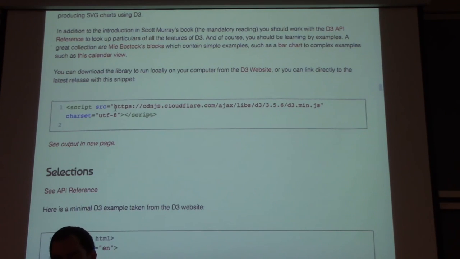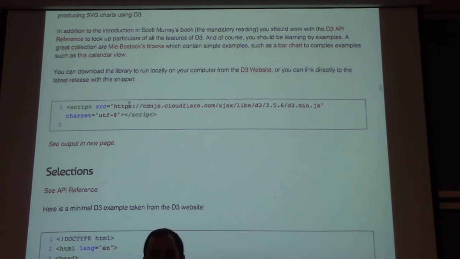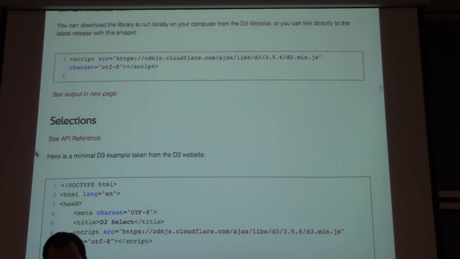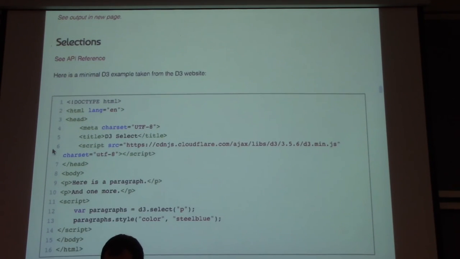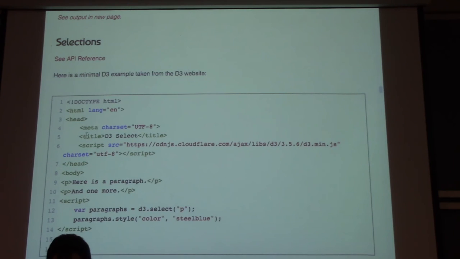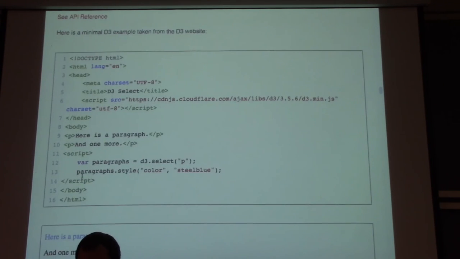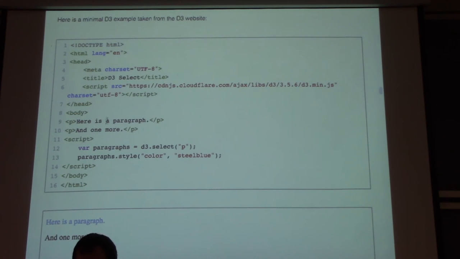So this is how you include D3, and as I said, D3 is just a JavaScript library. It doesn't do any magic. You can actually look at what it does, and you will see that it uses document.getElementById, and so on. But it makes things a little bit more interesting. So here is a minimal example that I've taken from the D3 website.